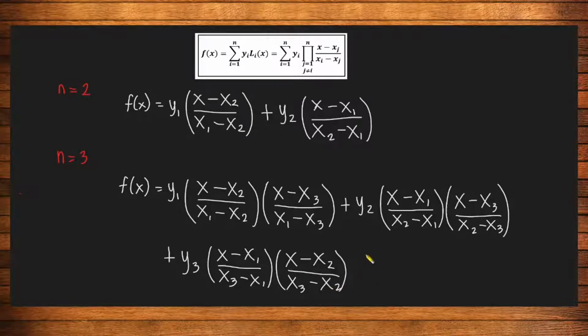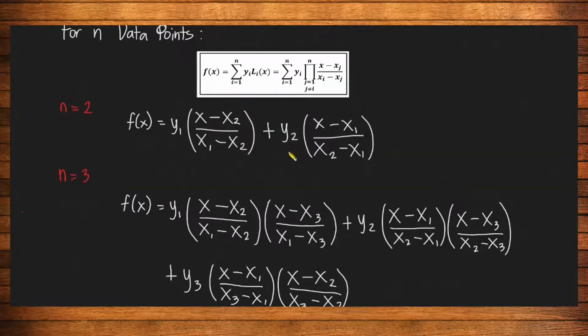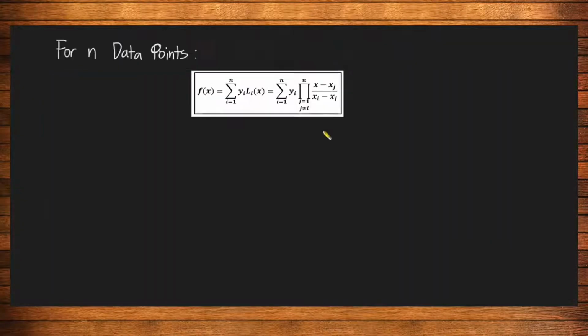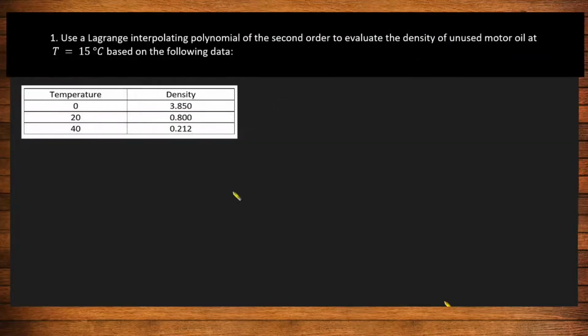Okay. So, ngayon, kung mapapansin nyo, this is actually similar doon sa Lagrange function na na-derive natin kanina for 3 data points. Okay? So, itong function lang na to, yung tatandaan nyo, if you are going to use the Lagrange form of our interpolating polynomials for n data points. Okay. So, let's apply this concept in this example here.